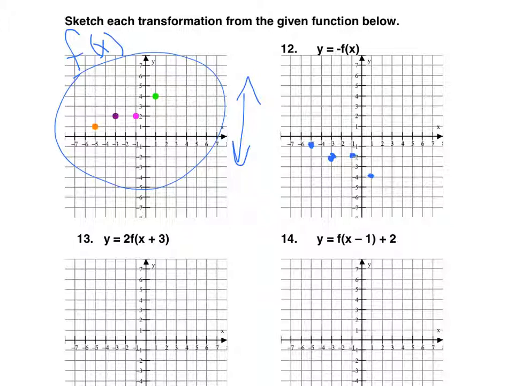Keep in mind when you multiply outside, what does that do? You know, it might either stretch it or compress it. When you add inside, remember it's counterintuitive inside the function. When you add, you move to the left. When you subtract, you move to the right. And when you add outside, that shifts up. Okay, so give those ones a shot.